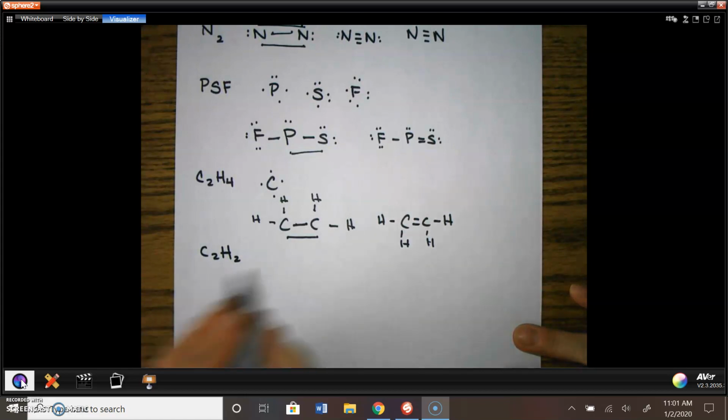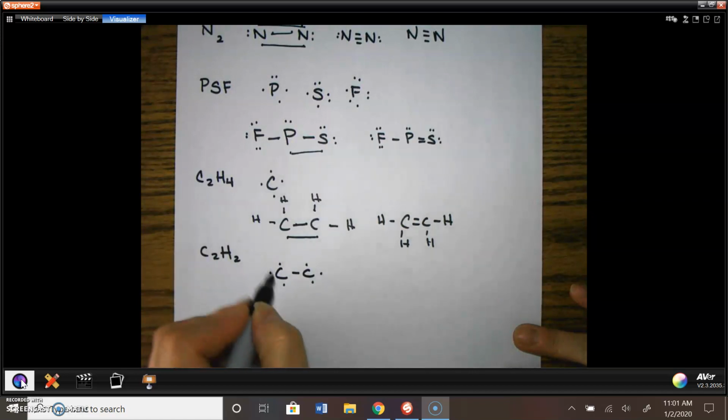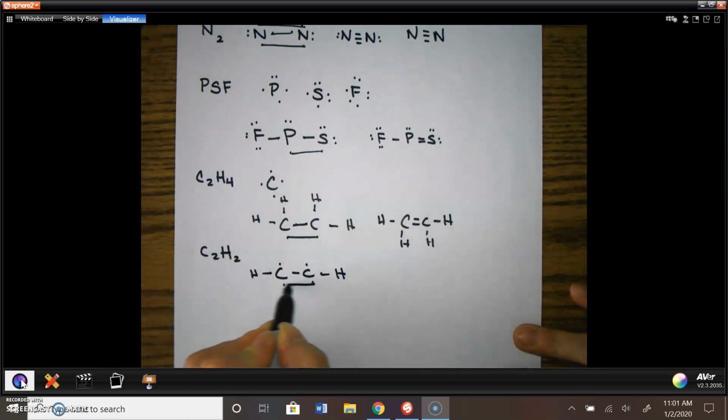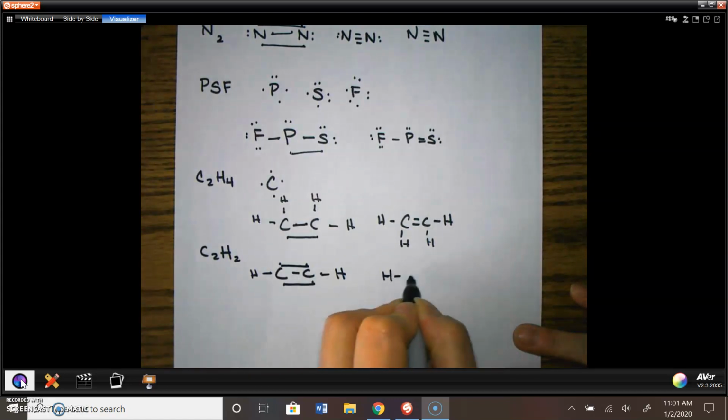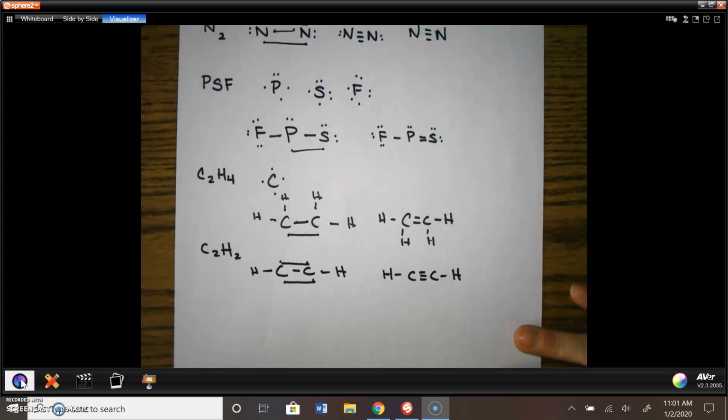C2H2, now I only have 2 hydrogens to work with. So not only do I need a single bond between carbon, I only have 2 hydrogens. So 1 hydrogen there, 1 hydrogen there. I got to form a double and then a triple bond. So hydrogen on the two ends, triple bonded carbon in the center.